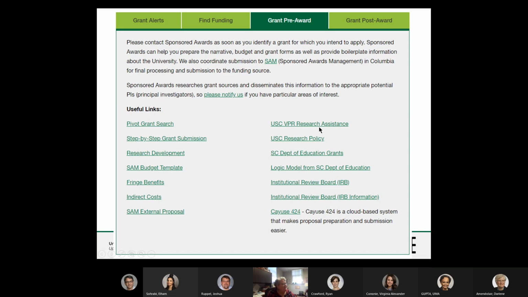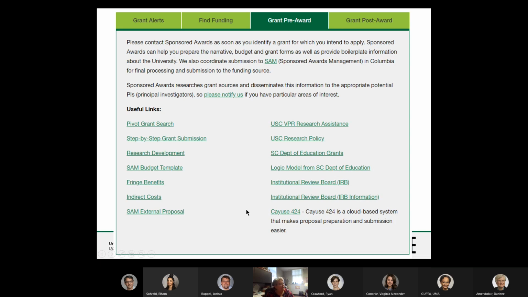Some funding sources want to see a logic model as part of the proposal, so I've included that. IRB, this is an actual link to the IRB itself, the Health Sciences South Carolina EIRB, which is what we use. And then this one is information about it. So links to the training, policies, all of that kind of stuff.